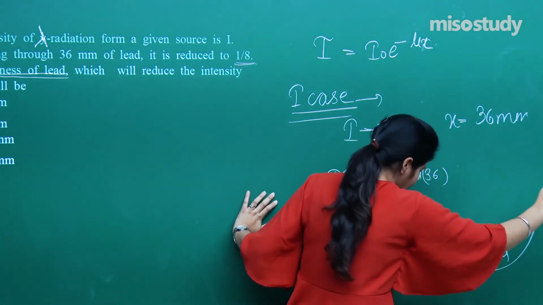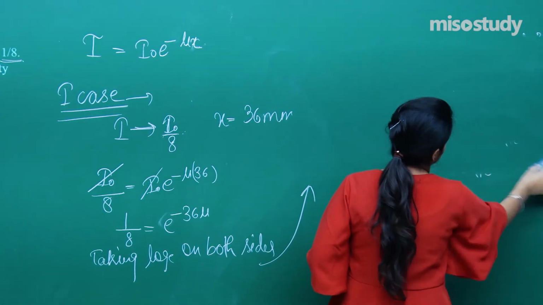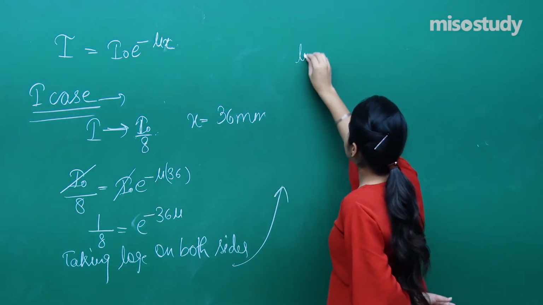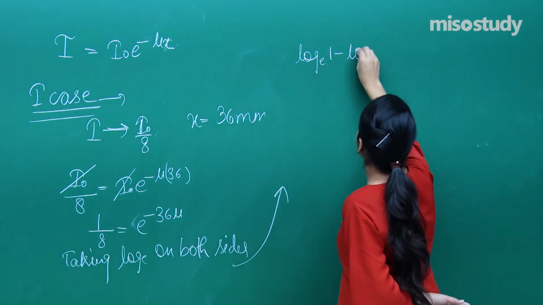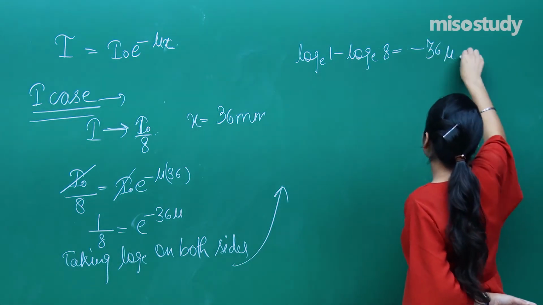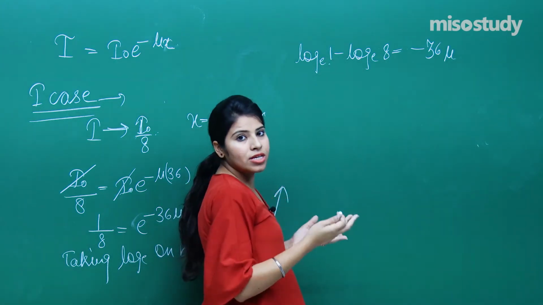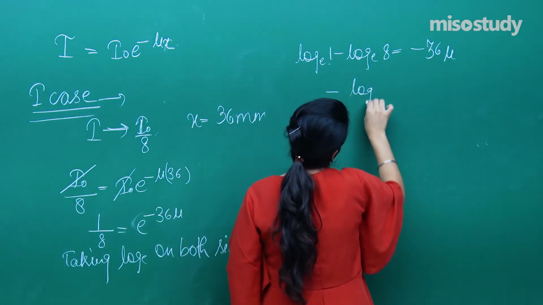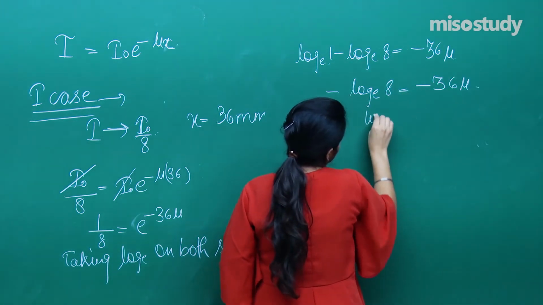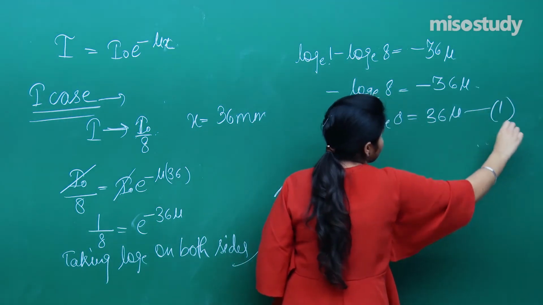So if you take log on both sides, log 1 minus log 8 equals minus 36 mu, right? Now from here we know that log 1 is 0, so minus log e base 8 equals minus 36 mu. That means minus minus cancelled. So this is your equation number 1.